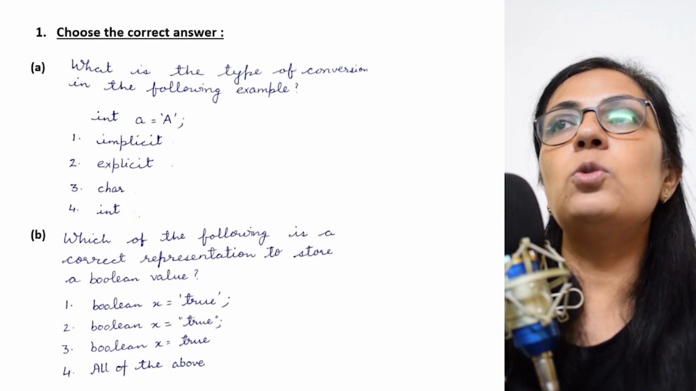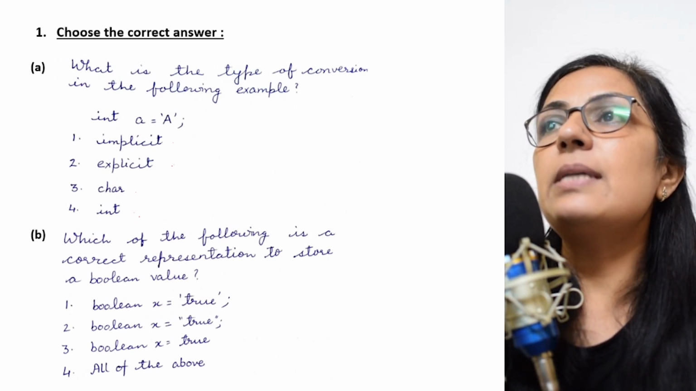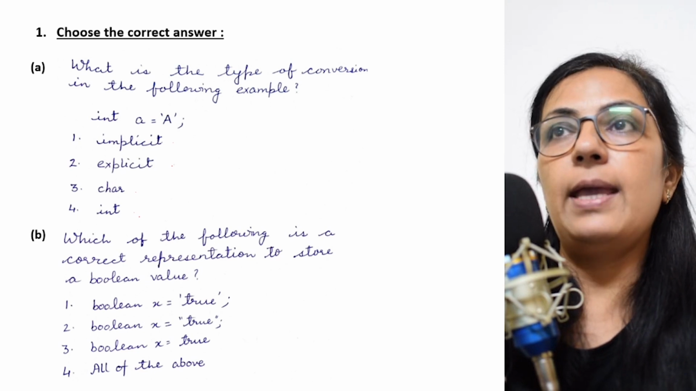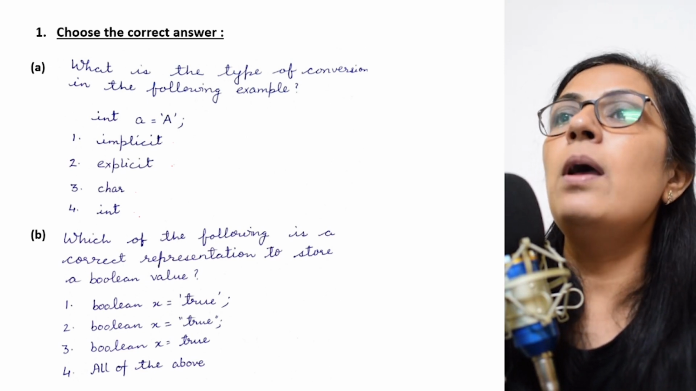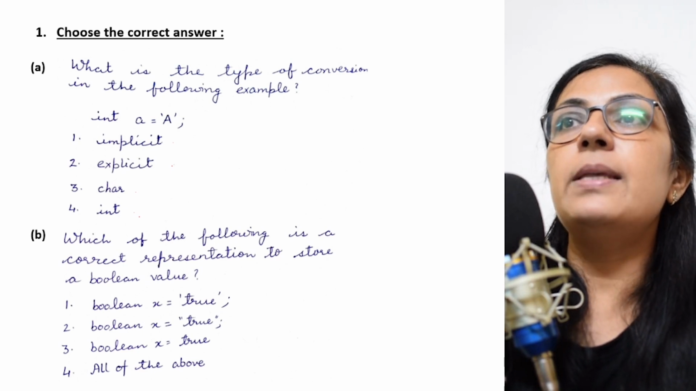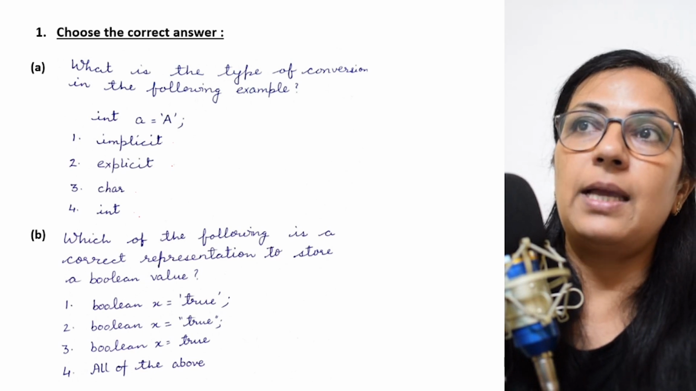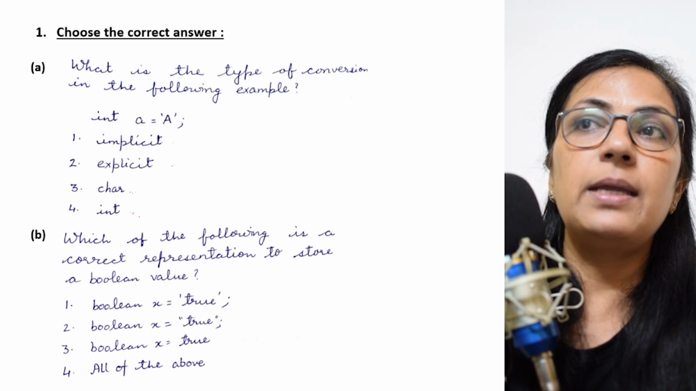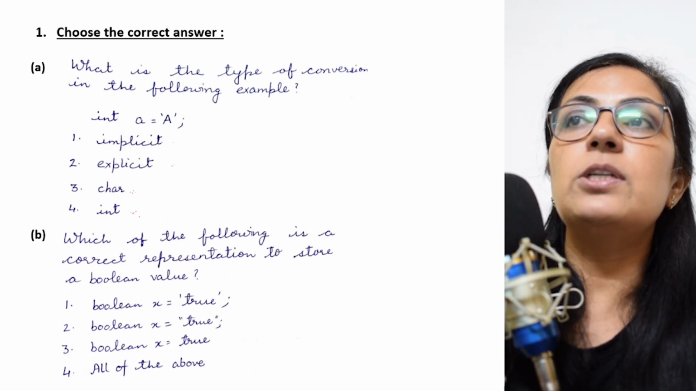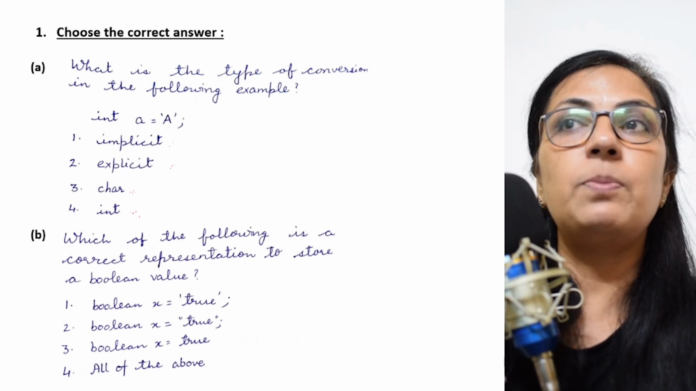The question is choose the correct answer. The first question for this is what is the type of conversion in the following example? And the example given is int a equals to within single quotes a. This small case a is the variable name of int type. Children, char and int, these two are the data types, right? So these cannot be the conversion. Two types of conversions are implicit conversion and explicit conversion.